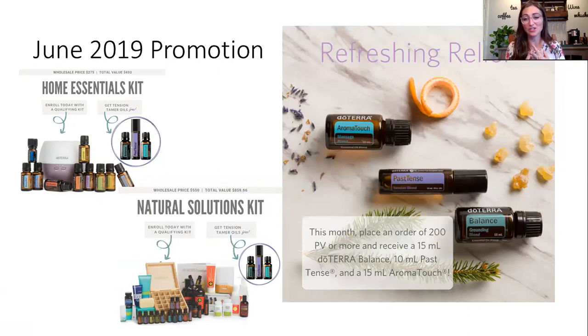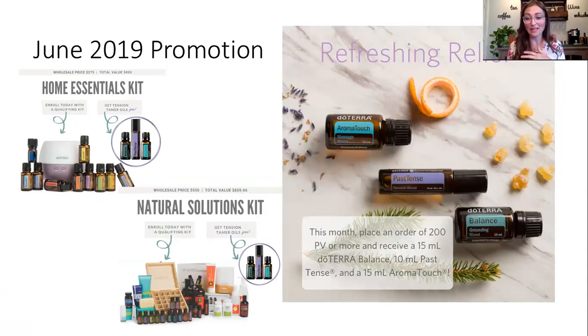Past Tense is the tension blend. This one's really great for any head tension, if you deal with migraines, headaches, or just a lot of that neck tension that you feel from all the stress building up throughout the day. Past Tense is incredible. It's not diluted. It's a blend of many powerful essential oils, and honestly, it's heaven in a roller bottle. It was my favorite oil that I ever purchased outside of my kit.